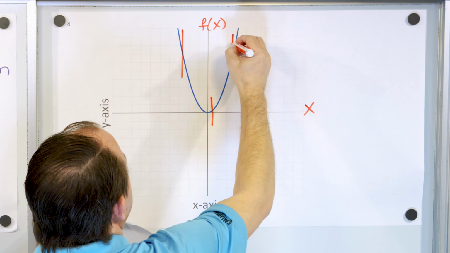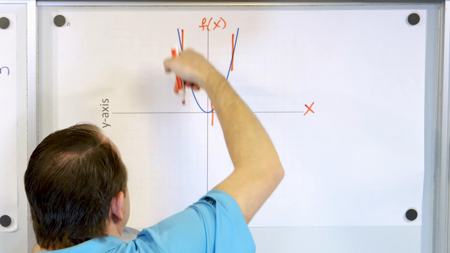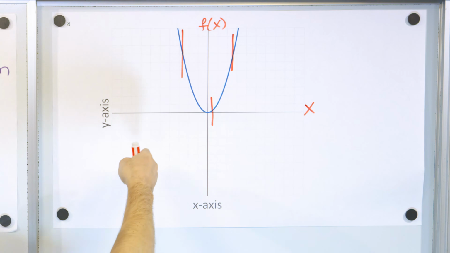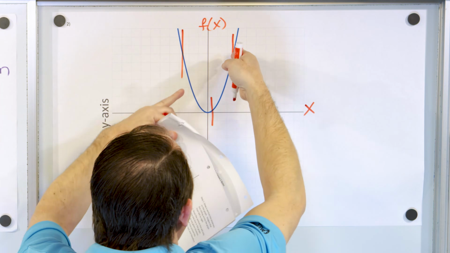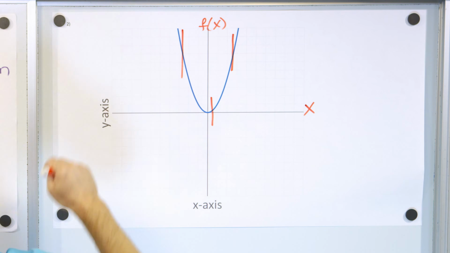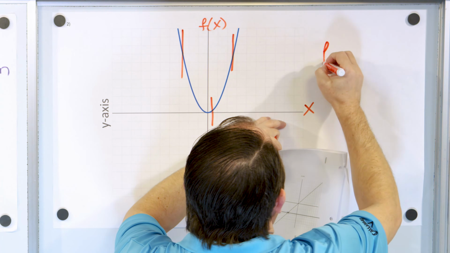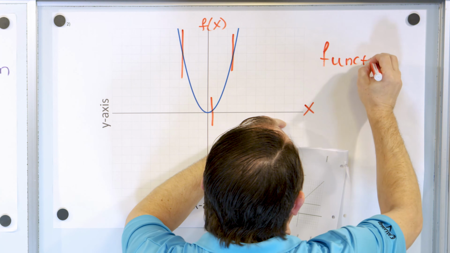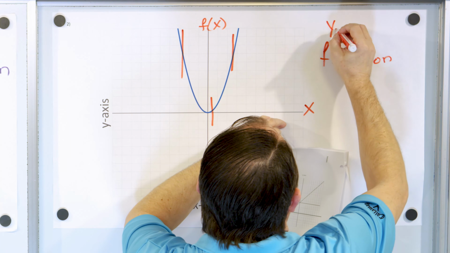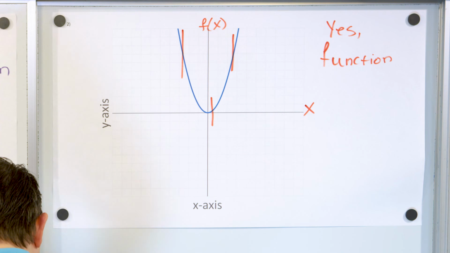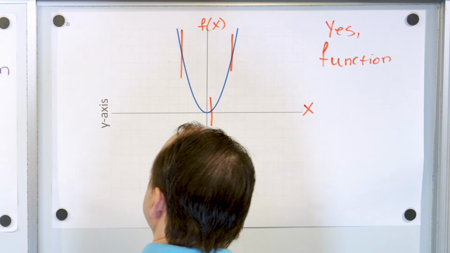No matter where I go, a vertical line can only slice through this graph in one place, even though it gets steep. So it passes the vertical line test, so we say yes, it is a function. All right, so let's get to our next example.